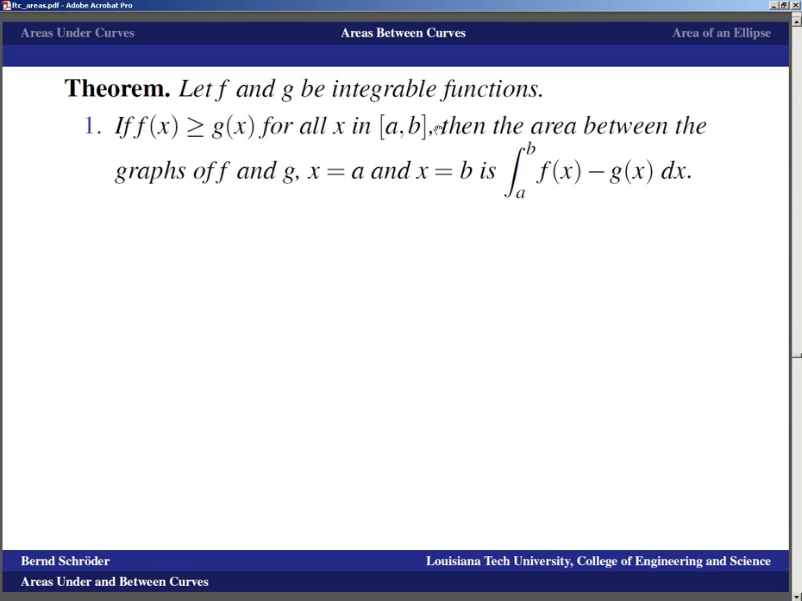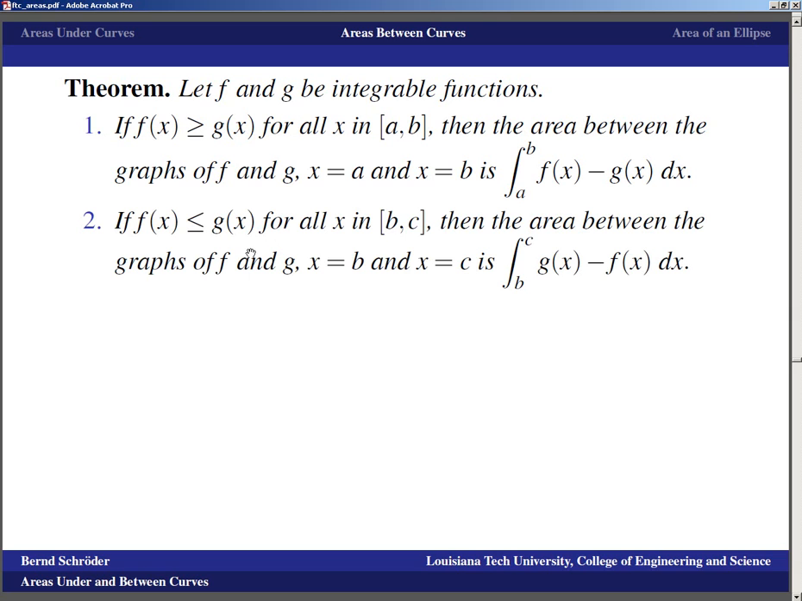When f and g are integrable functions, and f is greater than or equal to g in the interval [a, b], then the area between the graphs and the vertical lines x equals a and x equals b is the integral from a to b of f of x minus g of x dx. And if f of x is less than or equal to g of x for all x in the interval [b, c], I just wanted that interval to have a different name, then the area between the graphs and the vertical lines x equals b and x equals c is the integral from b to c of g of x minus f of x. So we always subtract the lower function from the higher function and integrate.